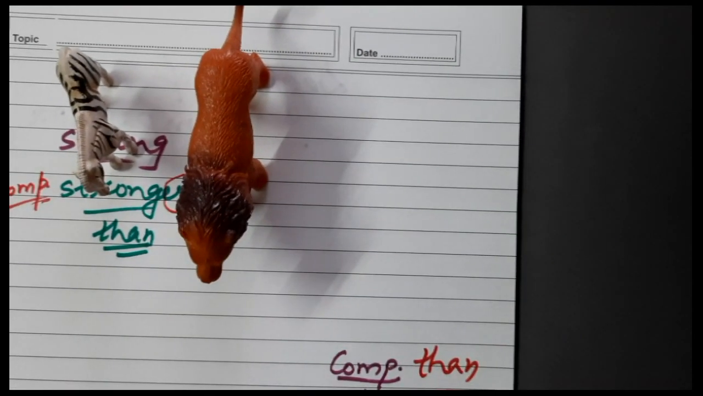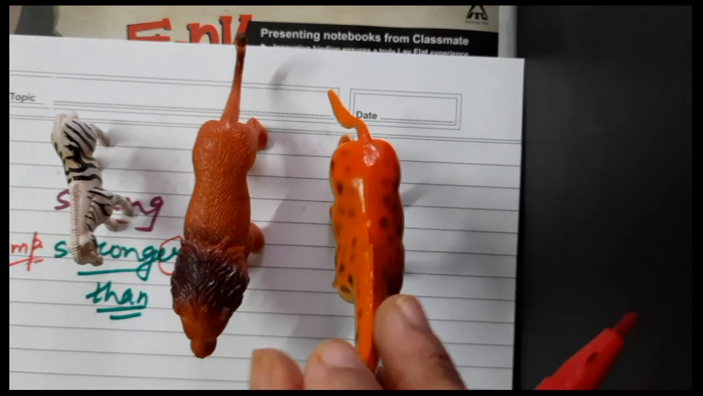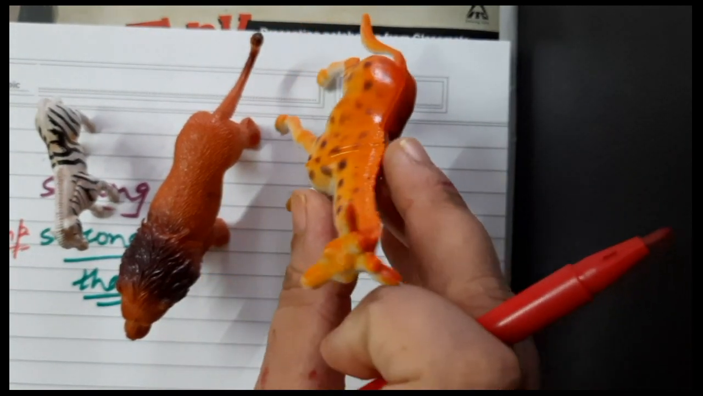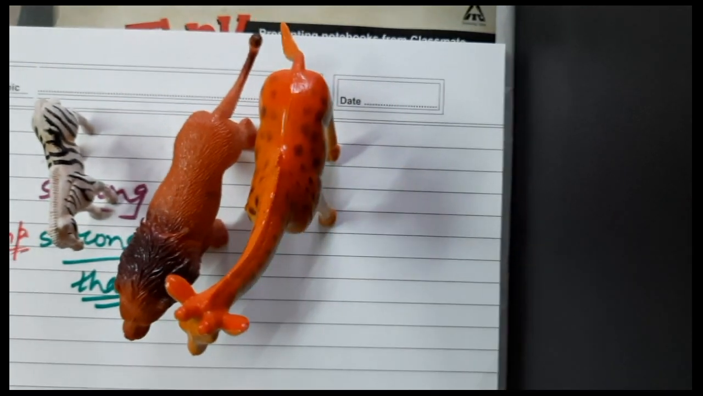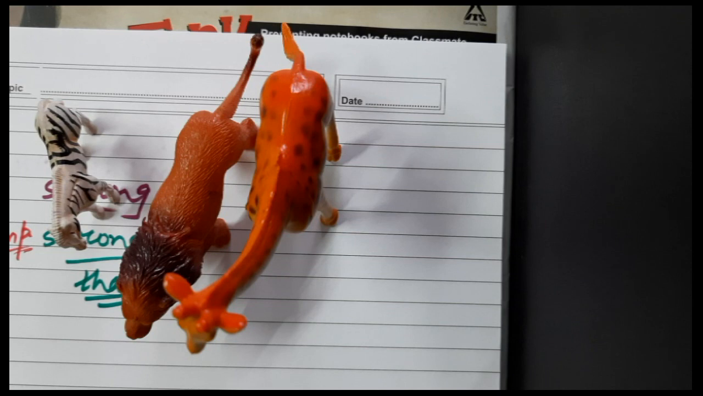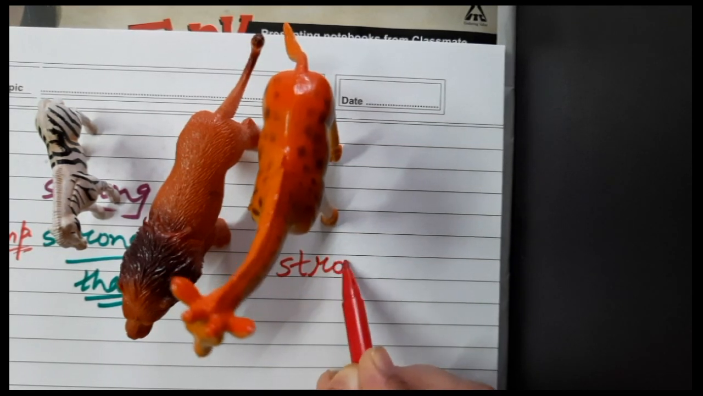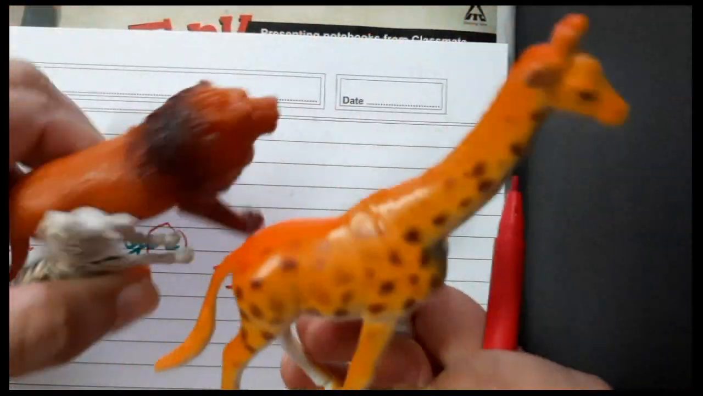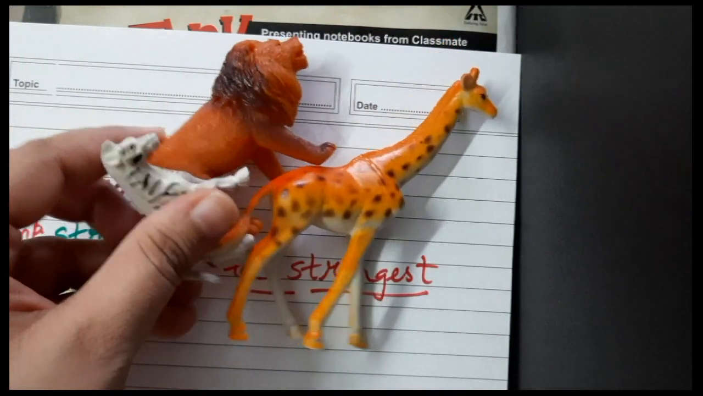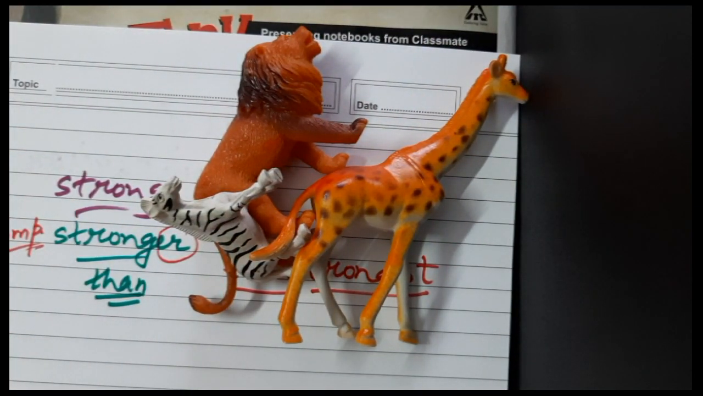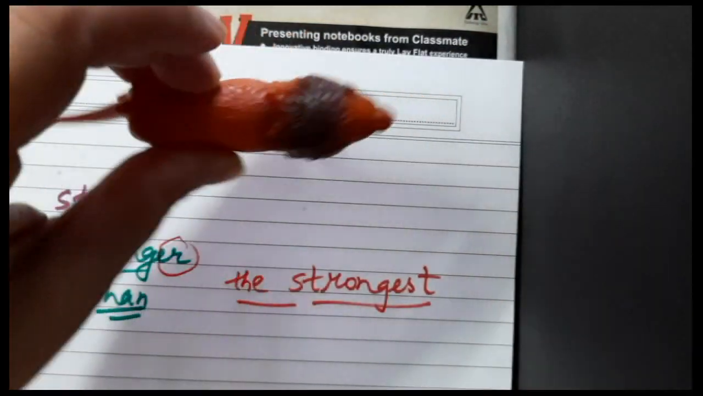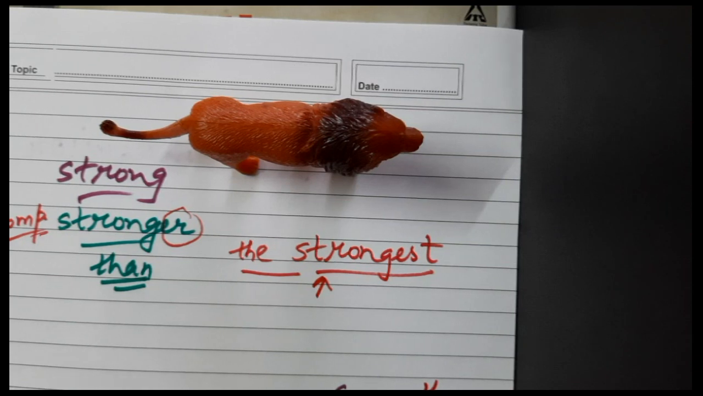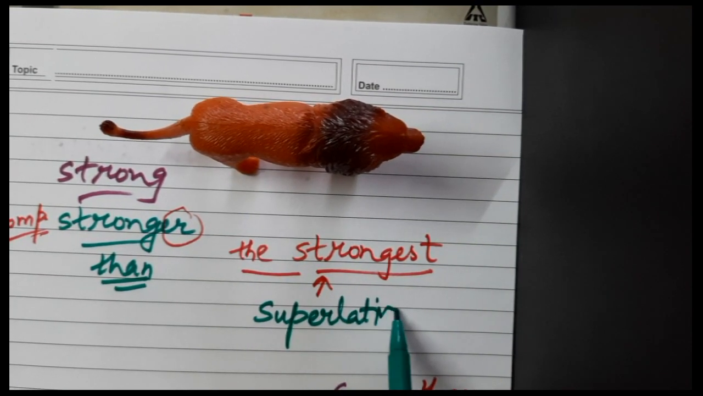Now, let us bring one more animal here. And that is this giraffe. Now, dear children, tell me, if I ask you which is strongest, what would I say? Can I say which is stronger? No. Can I say strong? No. I have to say strongest. So now tell me which is the strongest animal. Is it this giraffe? Is it this lion? Or is it this zebra? Yes, which is the strongest? You're right. You will say, ma'am, lion is the strongest animal. And the word strongest is my which degree of adjective? You're right. It is superlative degree.